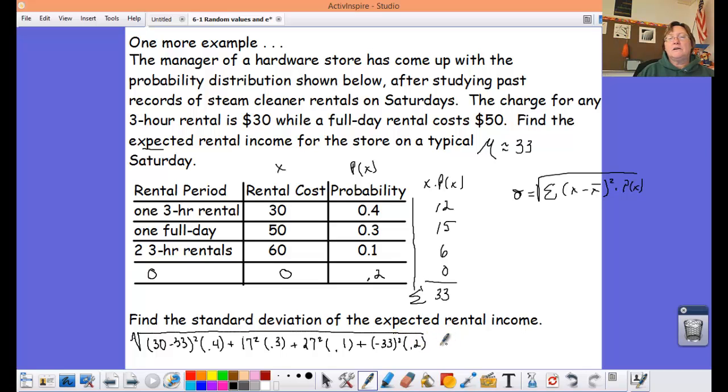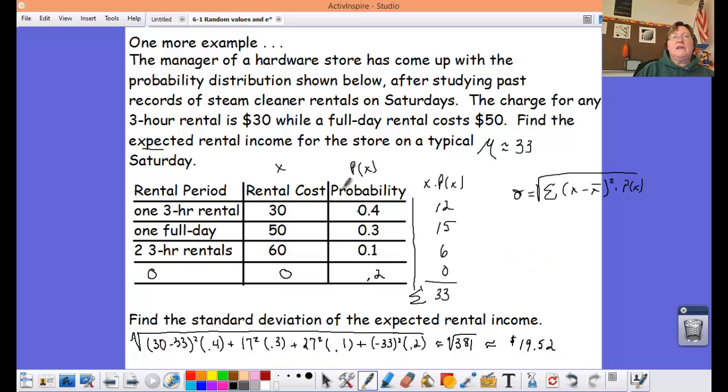All right, why don't you pause your video for a second, go ahead and do that calculation, and I will too. I came up with the square root of $381, which is around $19.52. Very good.